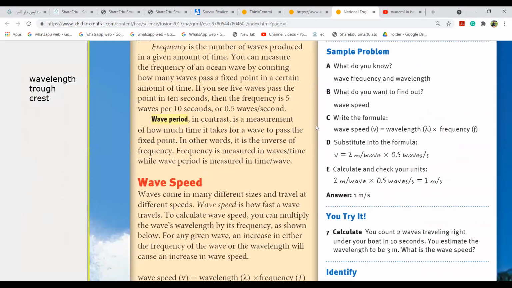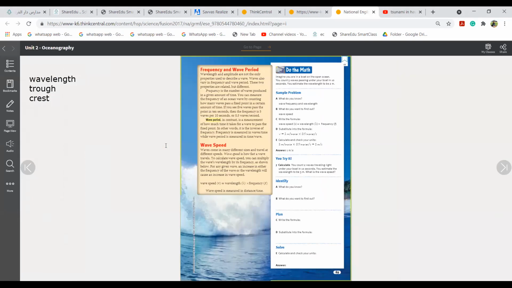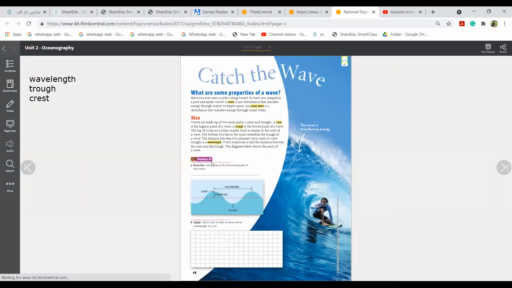Wave period is in contrast a measurement of how much time it takes for a wave to pass a fixed point. How much time it takes for a wave to pass a fixed point.